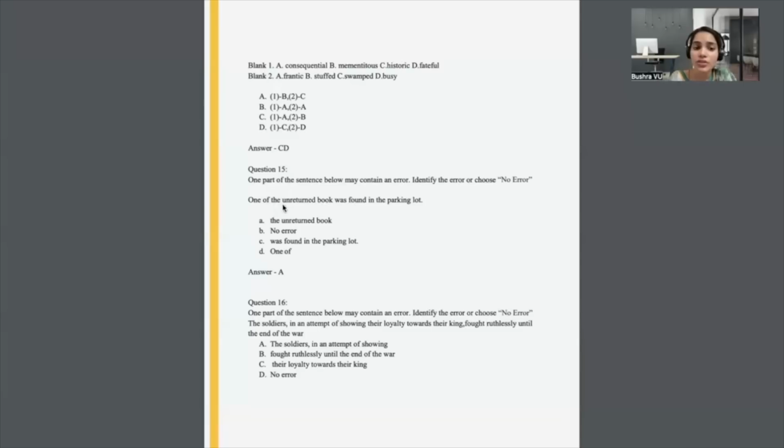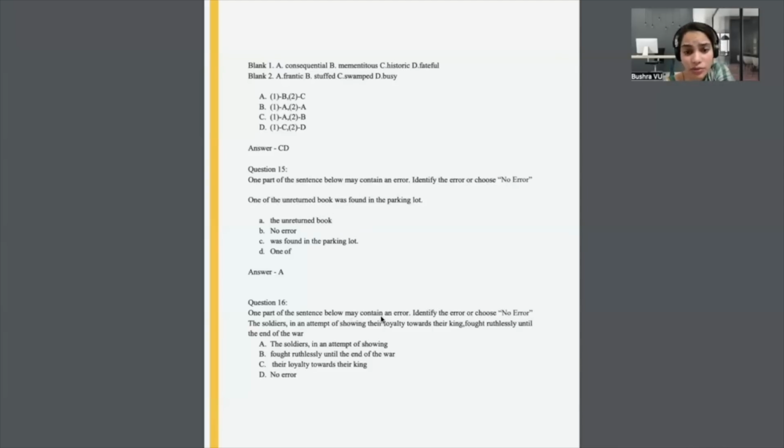One of the unreturned book. One of the unreturned books, right? One of the lot of books, right? So that's why this has to be one of the unreturned books. So that's the error here.